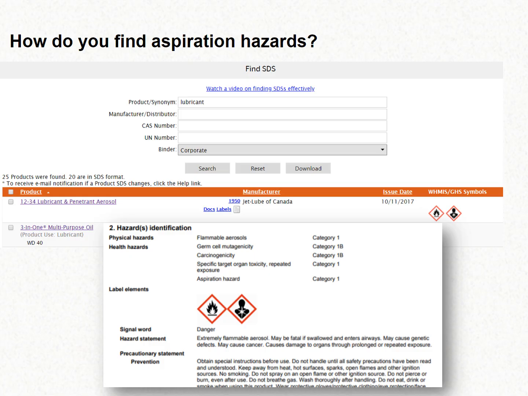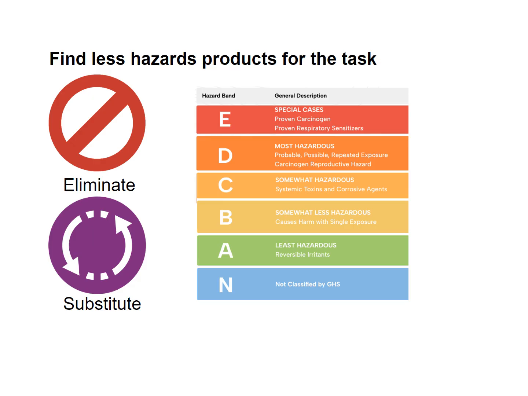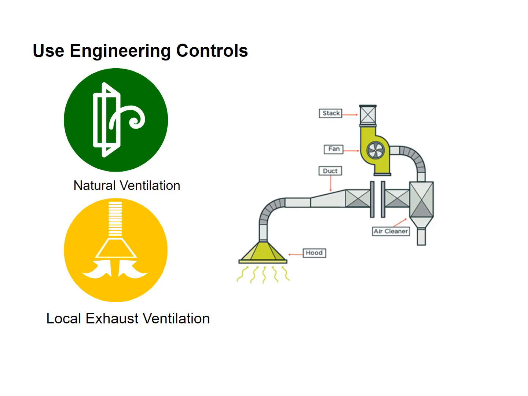The best place to learn more about the chemicals you work with is to read Section 2 of the safety data sheet. Think if you can use a less hazardous product for the same task. Can you eliminate, substitute, or use less of the product for the task? Follow the guidelines on the safety data sheet for recommended engineering controls.